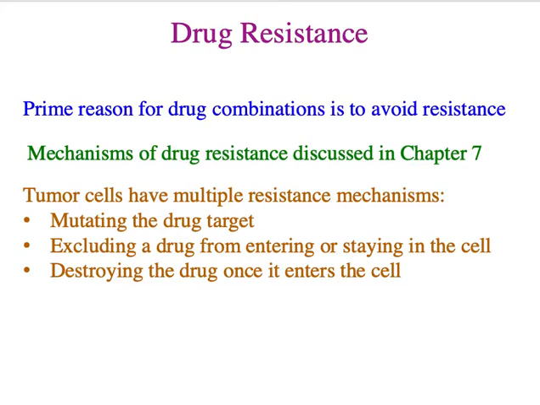Tumor cells have multiple resistance mechanisms. They're really impressive. They can mutate the target. They can exclude the drug from entering the cell, or they can pump it out. That's what exclude from staying in the cell means, is pump it out. Or they can destroy the drug. They figure out how to destroy the drug. And okay, so now we're going to go into basically what these chemotherapeutic drug targets are.